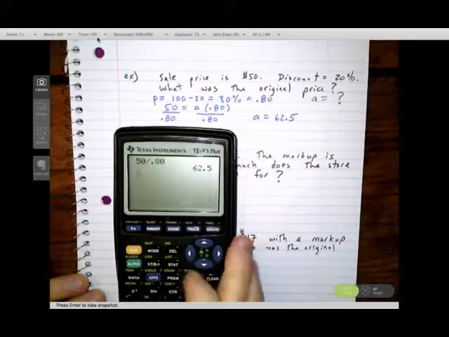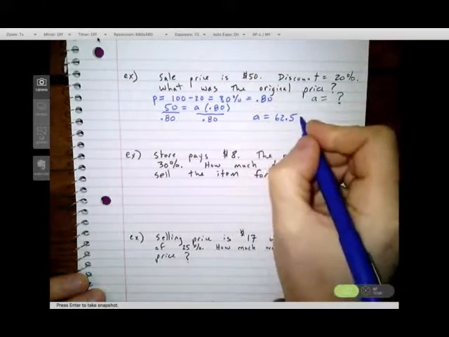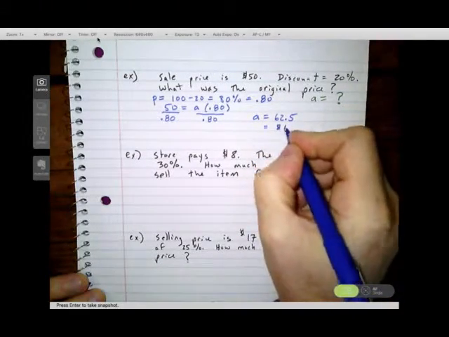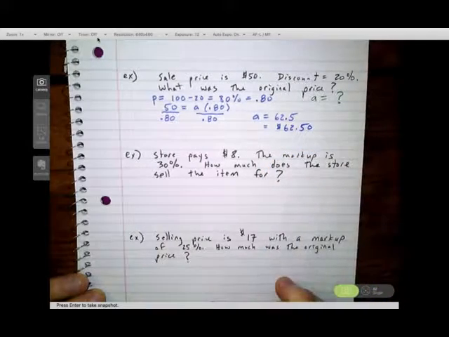Which is fine, but let's make that look a little more like money. So I'll add a 0 at the end, so it's $62.50. That was our original amount.